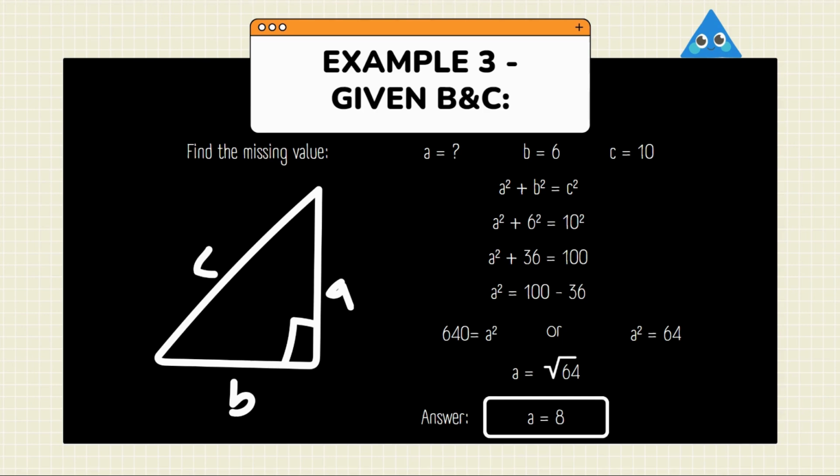But anyways, once you get 64, you have to square root that 64. So the square root of 64 is equal to 8. And that would be your answer for this missing value.